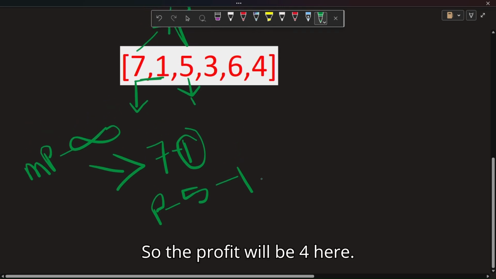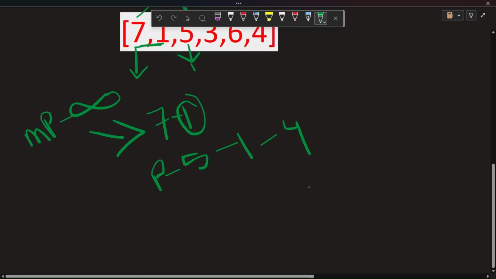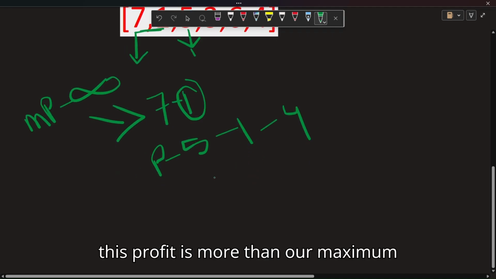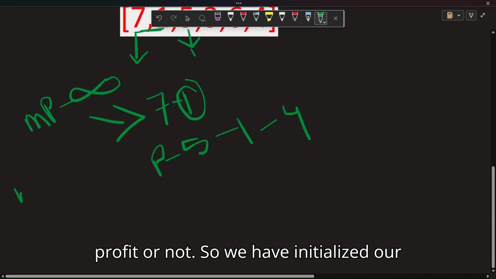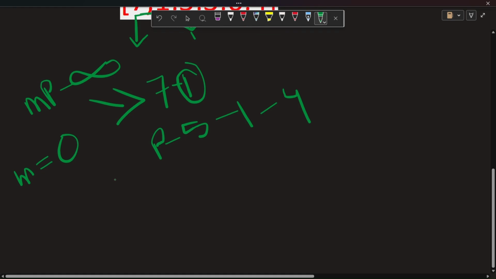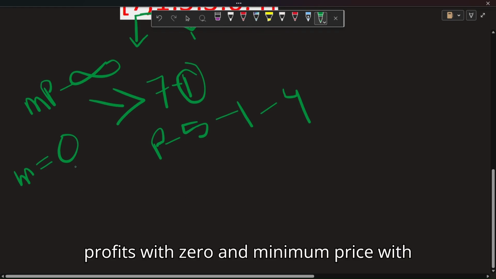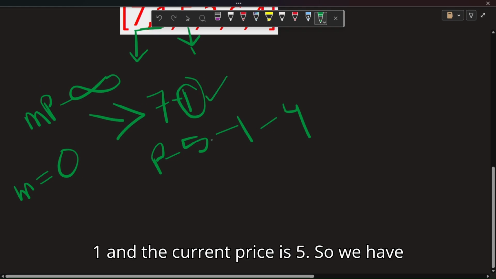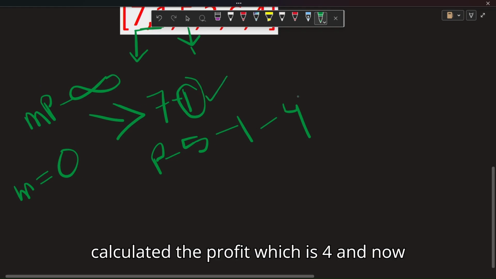So the profit will be 4 here, and now let's check if this profit is more than our maximum profit or not. We have initialized our maximum profit with 0 and minimum price with infinity. So the current minimum price is 1 and the current price is 5. So we have calculated the profit, which is 4.